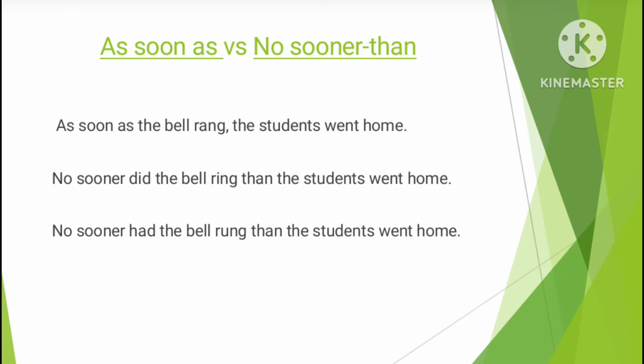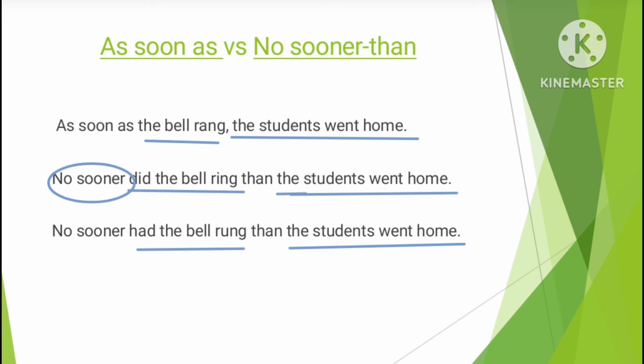Now we will see some more examples with all the three types of sentences using as soon as and no sooner than. As soon as the bell rang, the students went home. In this sentence, the bell rang, the students went home. These two are two statements. Rang and went, these two are in simple past tense. So, same tense is used in both the statements.